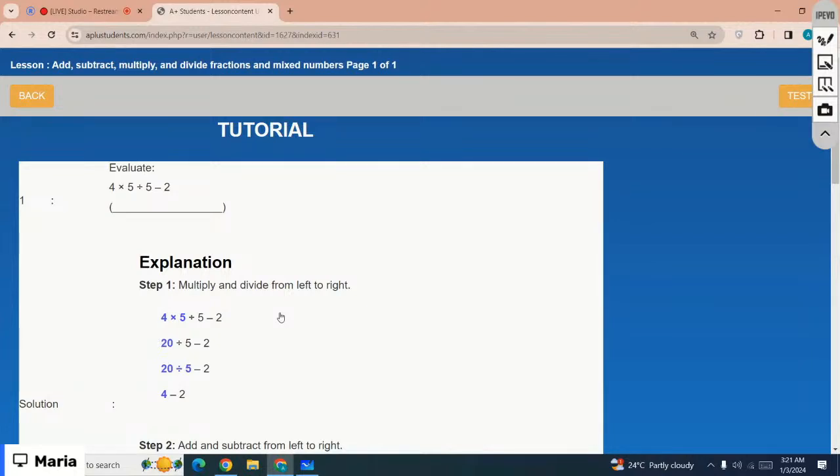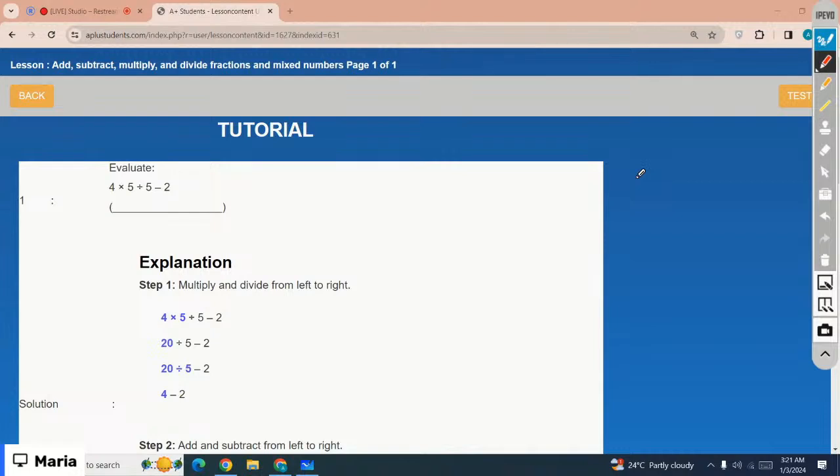2, right? So in the given question, you have three operations: multiply, divide, and subtract. Which operation you have to perform first? You have to go from left to right. And on the left hand side, you have multiplication first. So just multiply. 4 times 5 is 20, right? Then again, go from left to right. You have division first. Division has the higher priority. Divide. 20 divided by 5 is 4. The last one is 4 take away 2. You just have to subtract.